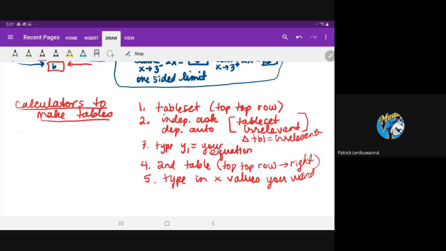Well, let's make up a problem. So let's say we have the limit as X approaches, let's say -2. And the equation is X cubed plus 8 divided by X plus 2.